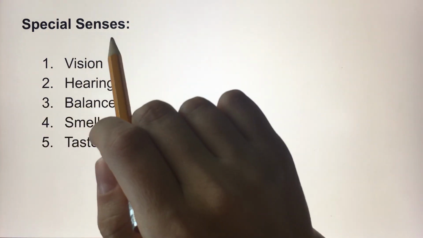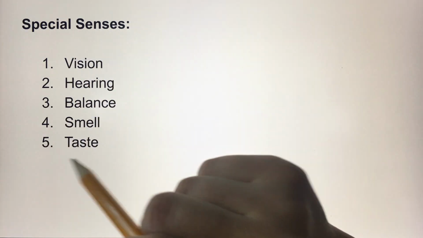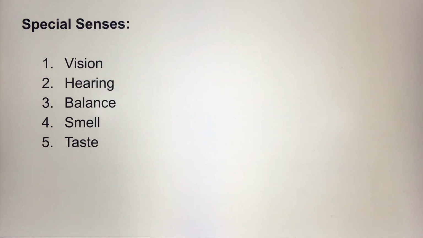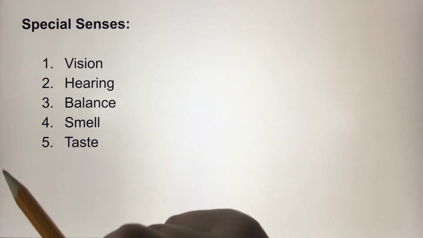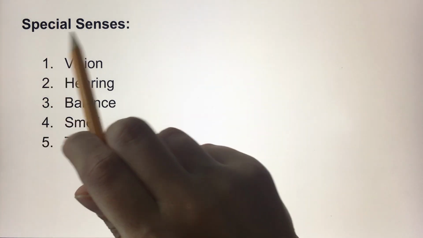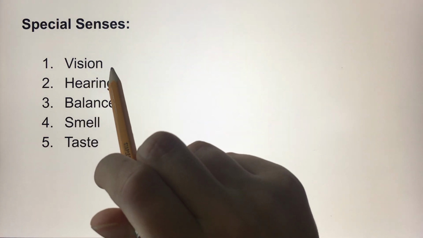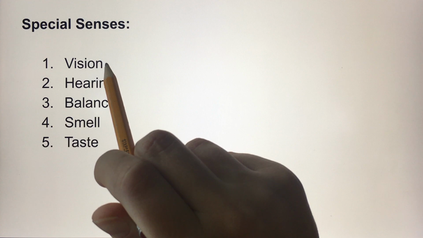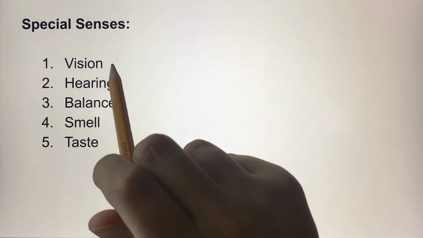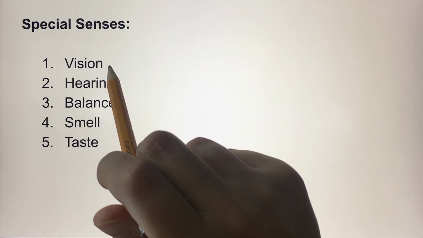Now, special senses are provided to us by special sense organs only. They can only be experienced in certain parts of our body as opposed to everywhere in the body, like general senses. So special senses, there are 5 of them. Special senses are going to be vision. This is the sense of sight. We can only experience it with our eyes.